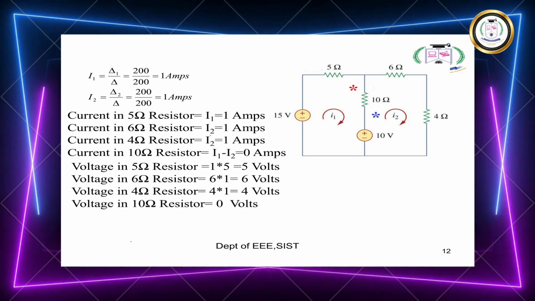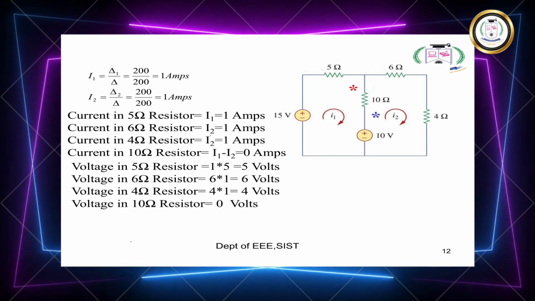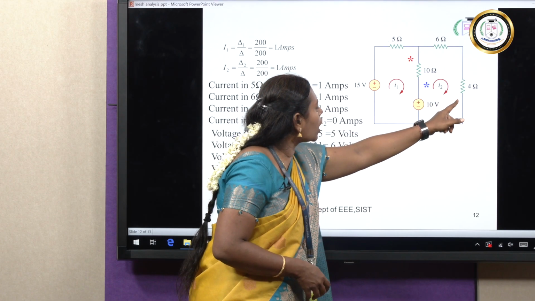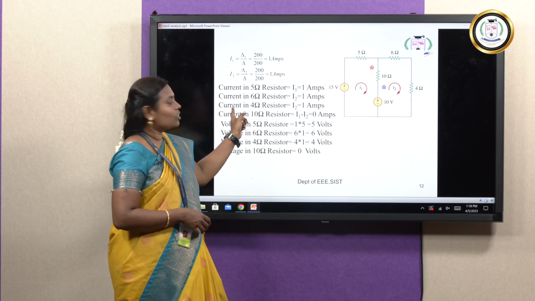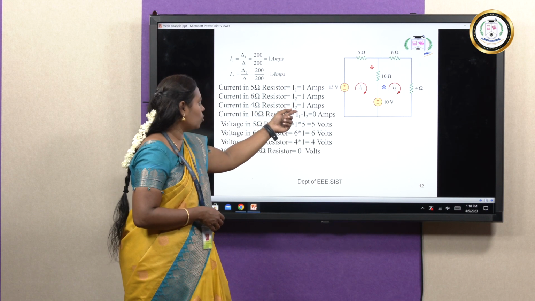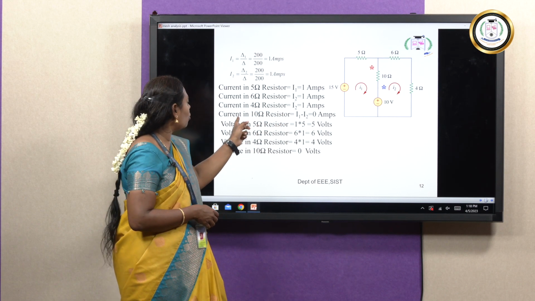Next, find the current in the 4 ohm resistor. The 4 ohm resistor is in the second loop. In the second loop, the current flowing is I2. So, that current will be flowing in the 4 ohm resistor. So, the current in the 4 ohm resistor is I2. That is also 1 amp.